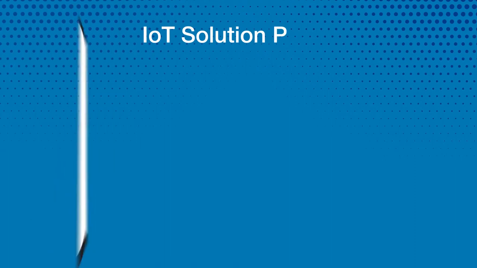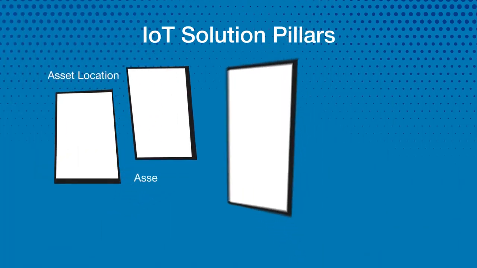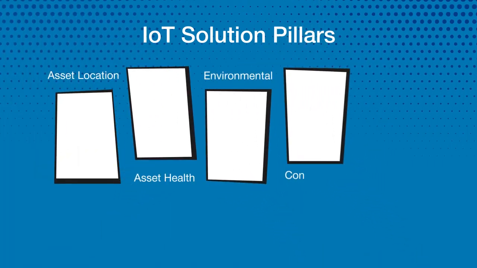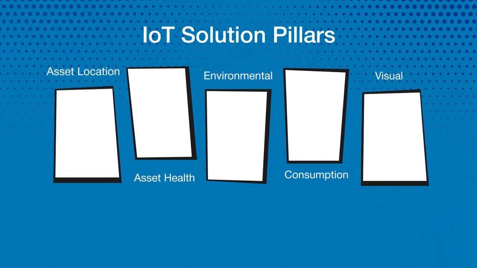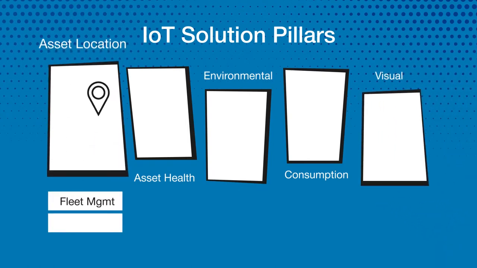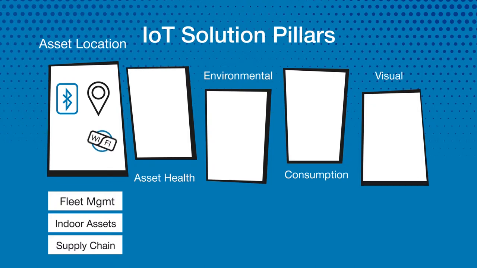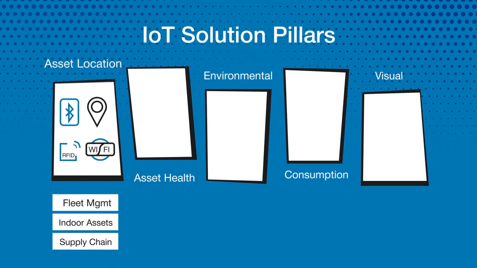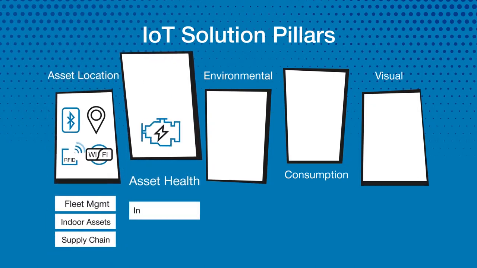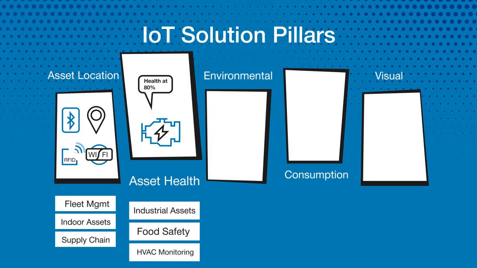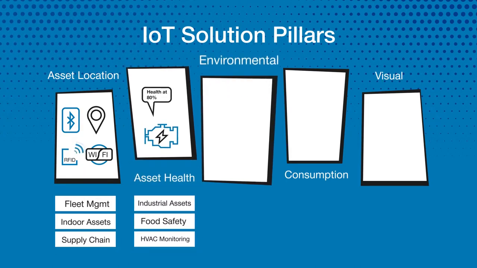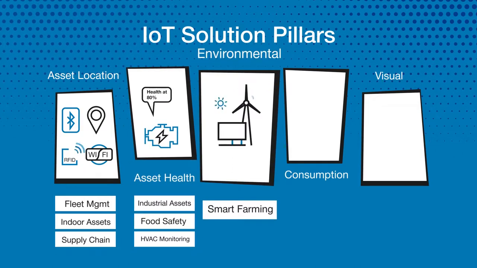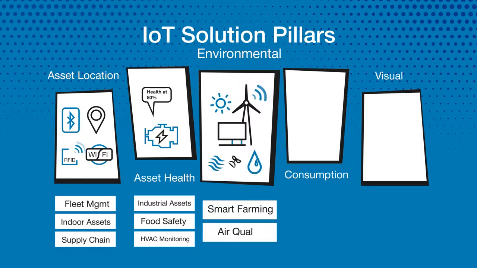Our IoT solution pillars are asset location, asset health, environmental, consumption, and visual. Get real-time analytics on location and vehicle maintenance schedules to reduce costs by improving asset efficiency. By getting real-time data on asset parameters like temperature, vibration, and electrical current, abnormalities can be uncovered and prevented through asset health monitoring.